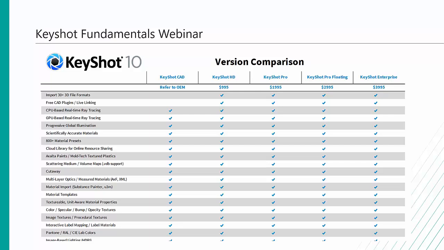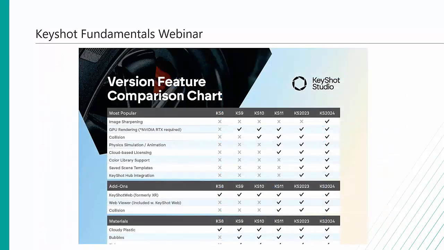So in terms of licensing, in the older versions of Keyshot, there actually used to be quite a few different licensing tiers. So Keyshot CAD referred to the SolidEdge license, or other CAD licenses, through various different vendors. Then there was HD, Pro, Pro Floating, and Enterprise. Well, now it's all under the one subscription. So no more do you have to find out which one you want. Whenever you upgrade to a full subscription, you get everything available.